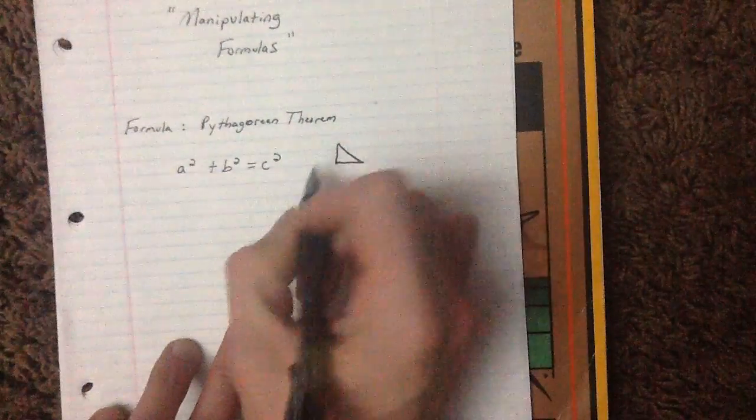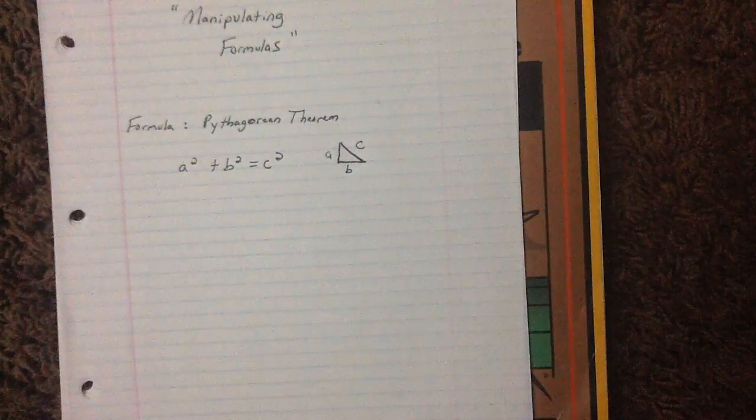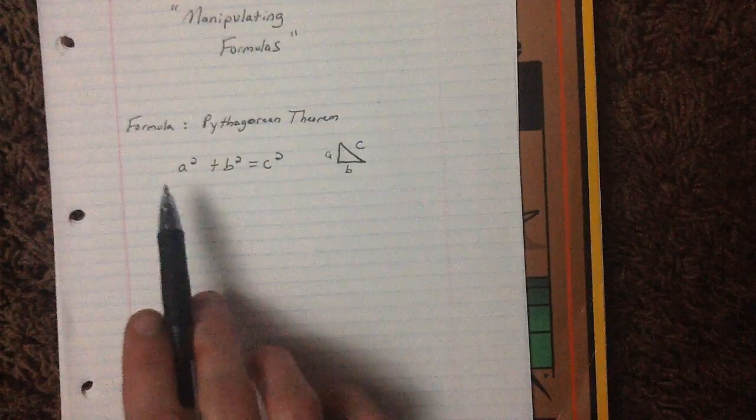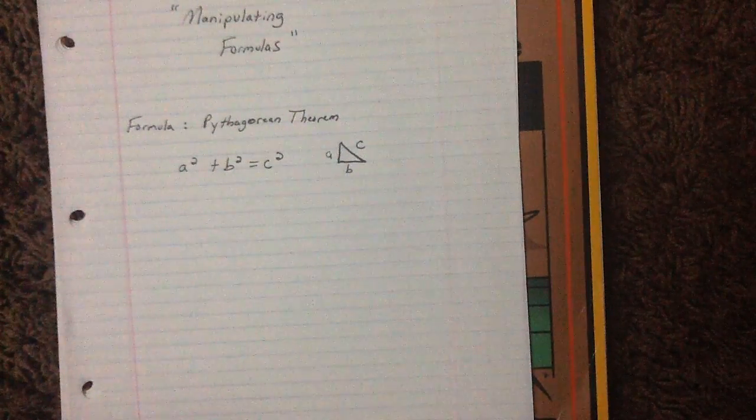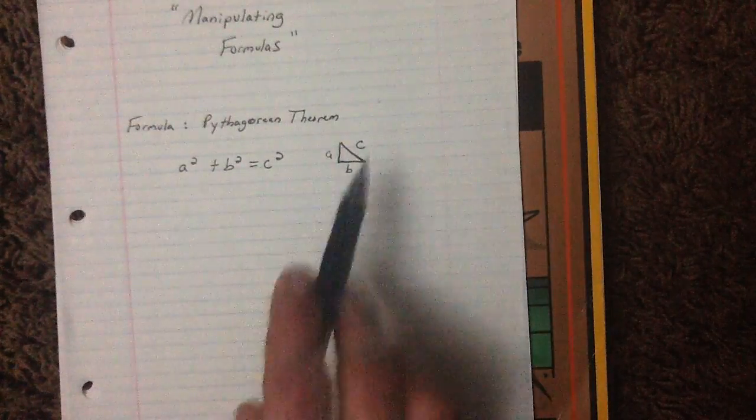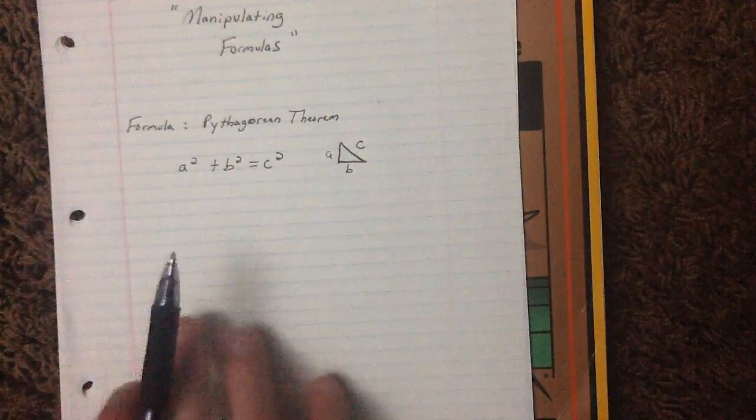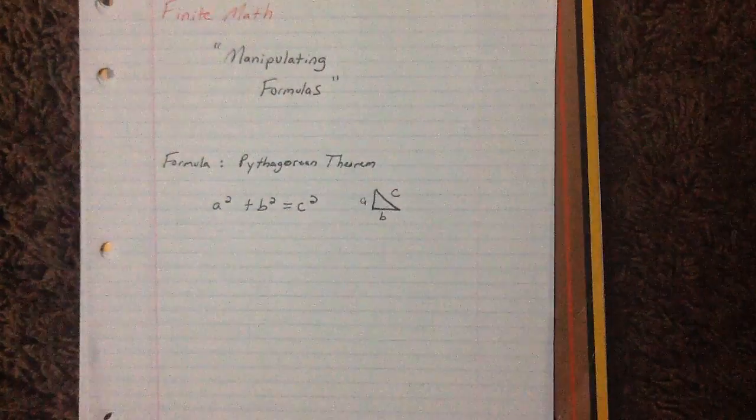Where the two legs are A and B, and this hypotenuse is C. It basically says that if you know two sides, you can always find the length of the third side. As long as you know any two of these three sides, you can always find the length of the third by using this formula. But none of that's really important for what we need to do. We just need to manipulate this formula.